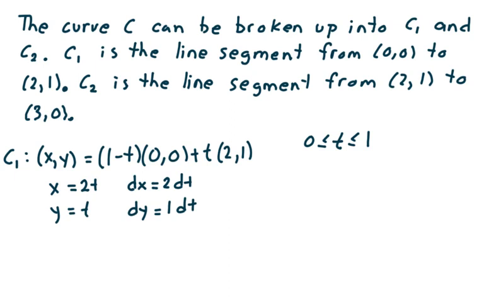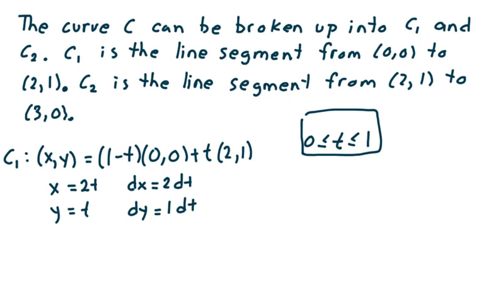Now, the curve C can be broken up again into C1 and C2. C1 is the line segment from (0, 0) to (2, 1). C2 is the line segment from (2, 1) to (3, 0). And this is the traditional way to parameterize a line segment. We take the point (x, y) and set it equal to (1 − t) times the initial point, in this case (0, 0), plus t times the terminal point, which in this case is (2, 1). t is restricted between 0 and 1, in other words, t is greater than or equal to 0 and less than or equal to 1.